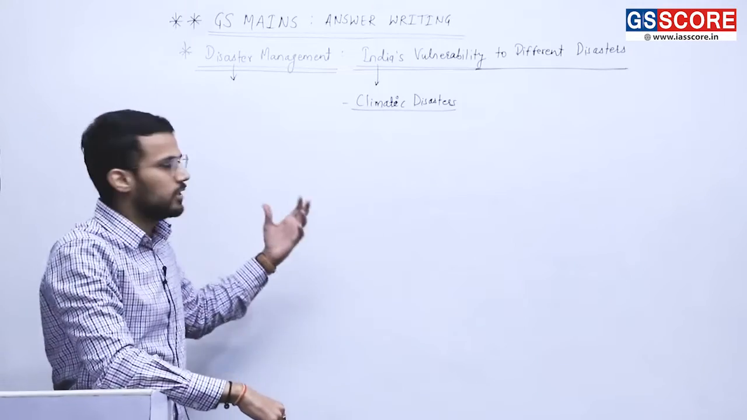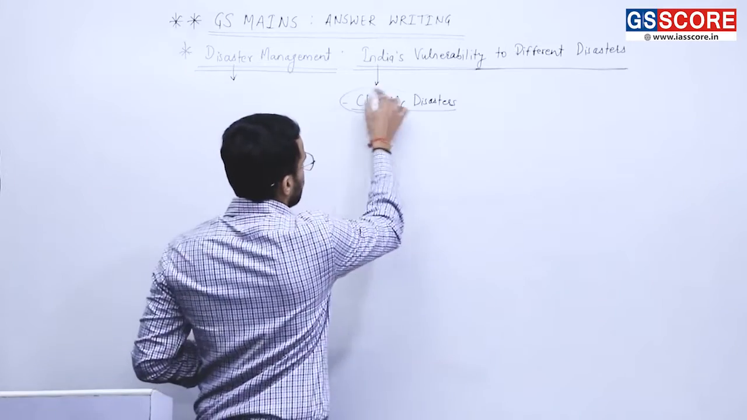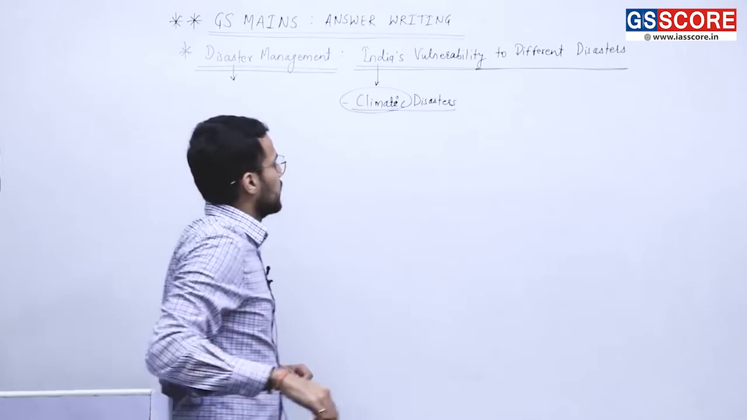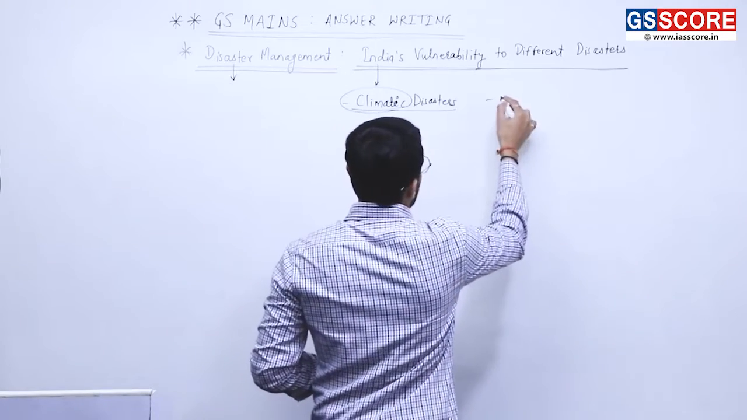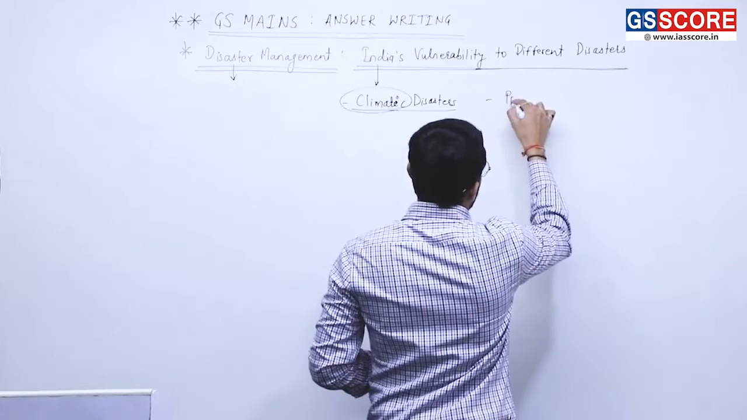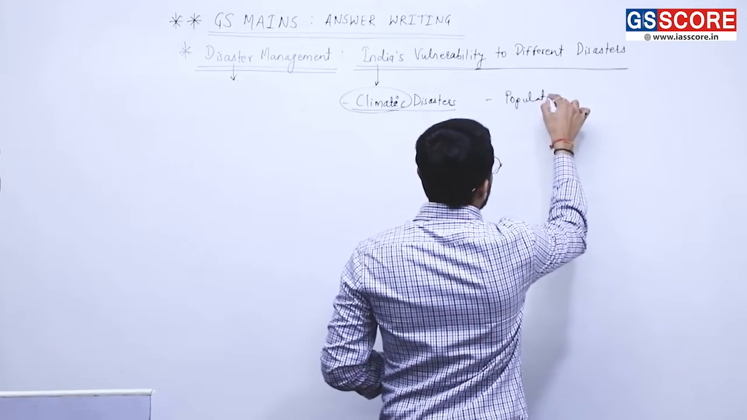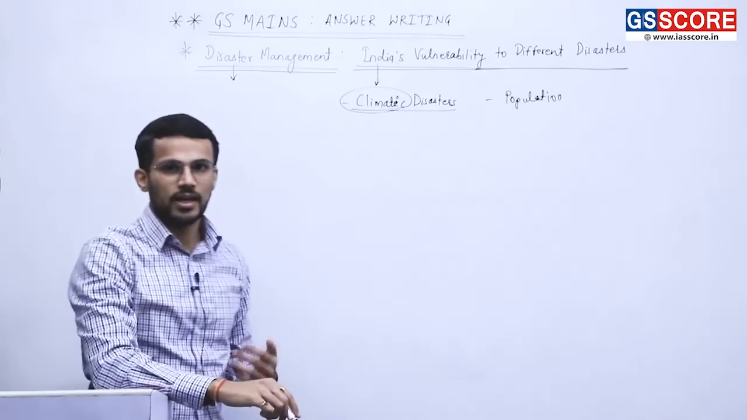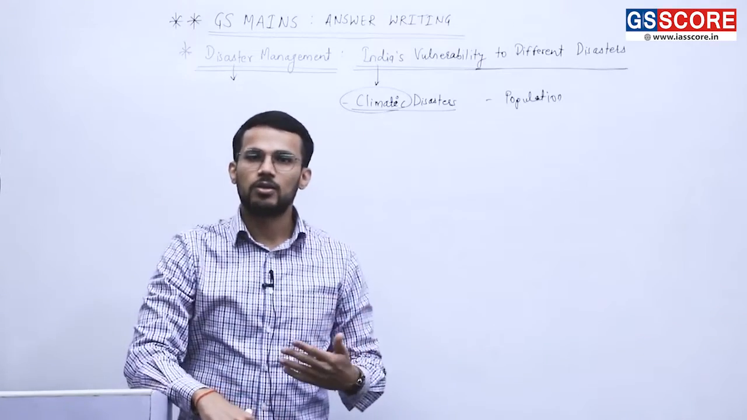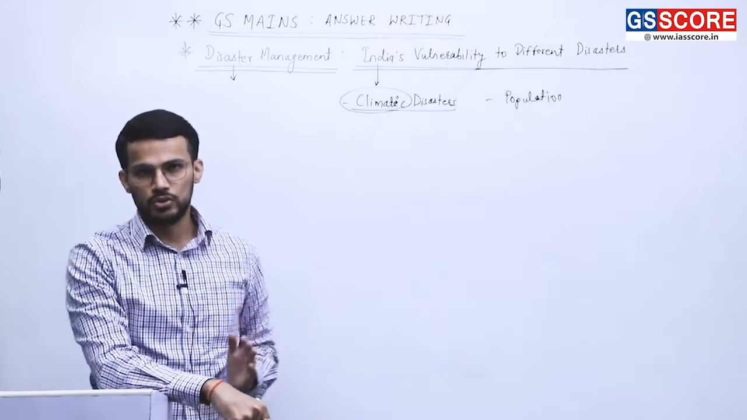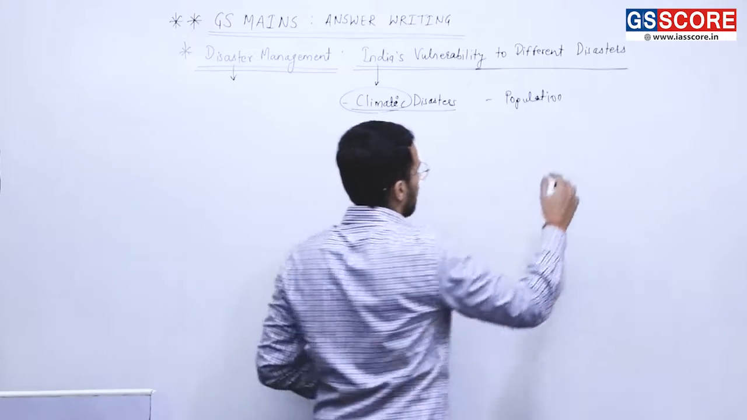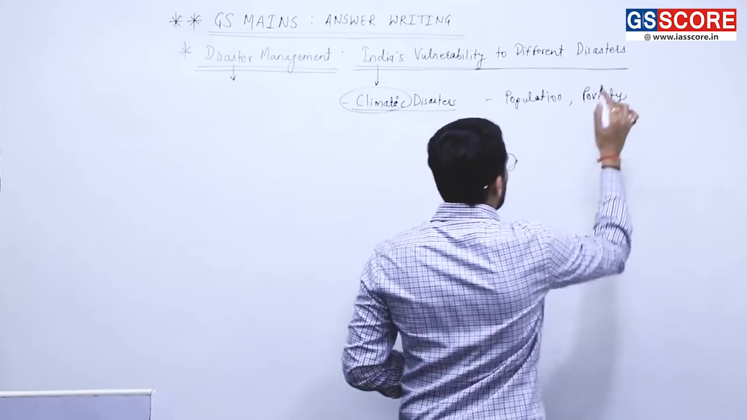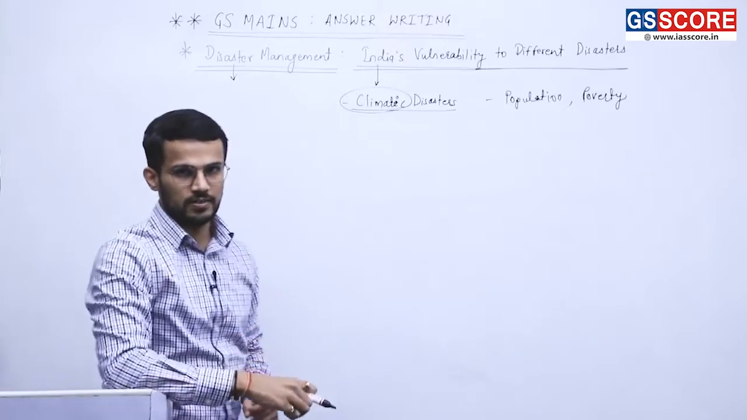Given the vast geographical extent, we witness various kinds of climatic disasters. Why? Because the climate of different regions is different. Similarly, the population of India is also very high, and as a result people are more vulnerable to those disasters, right? Along with that, population and poverty make India vulnerable to different disasters.